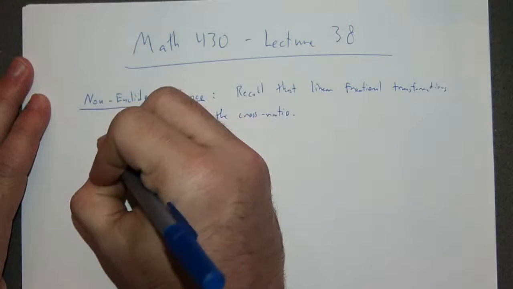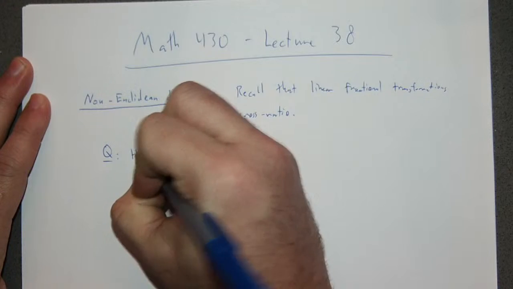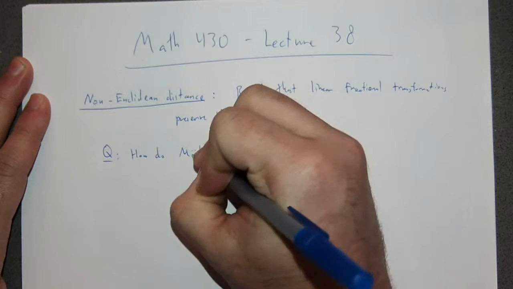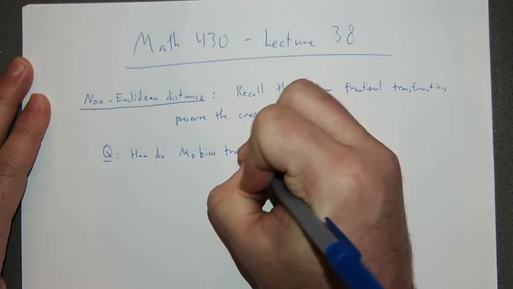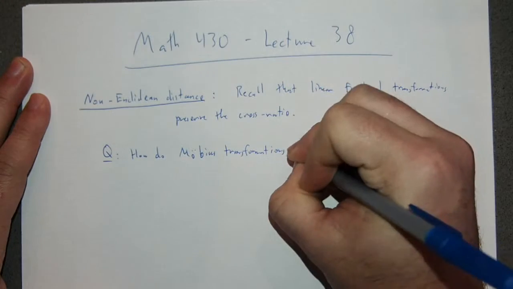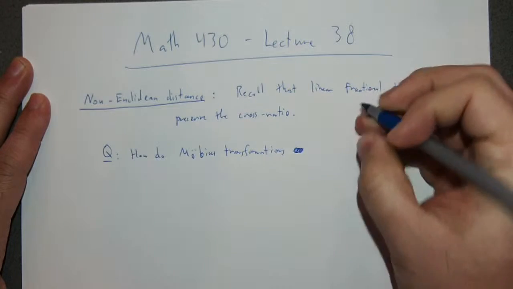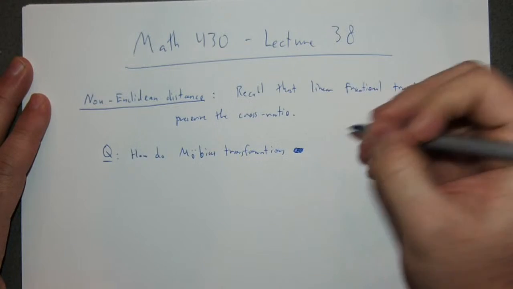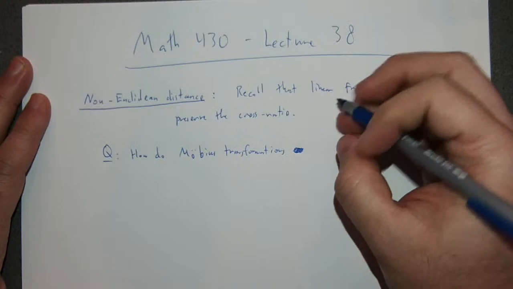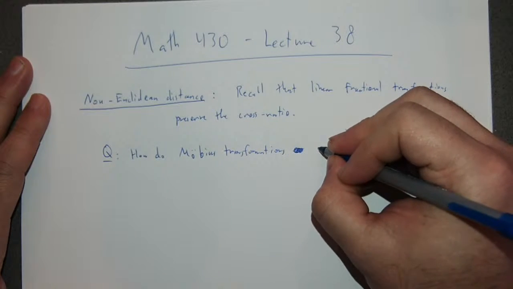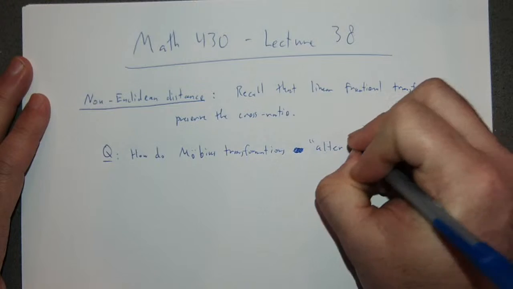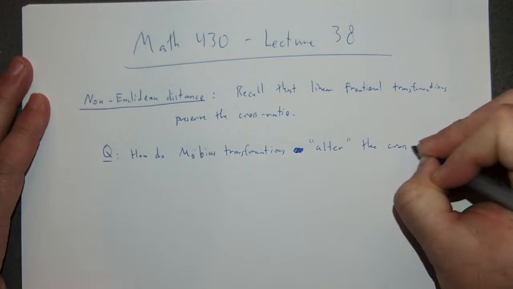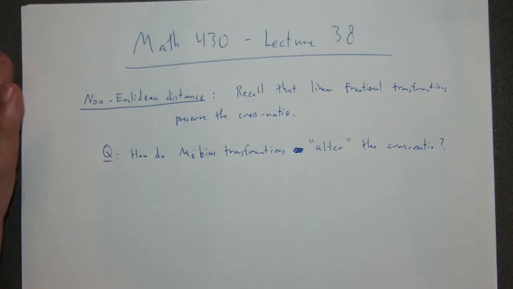Okay, so the question: how do Möbius transformations alter the cross ratio?